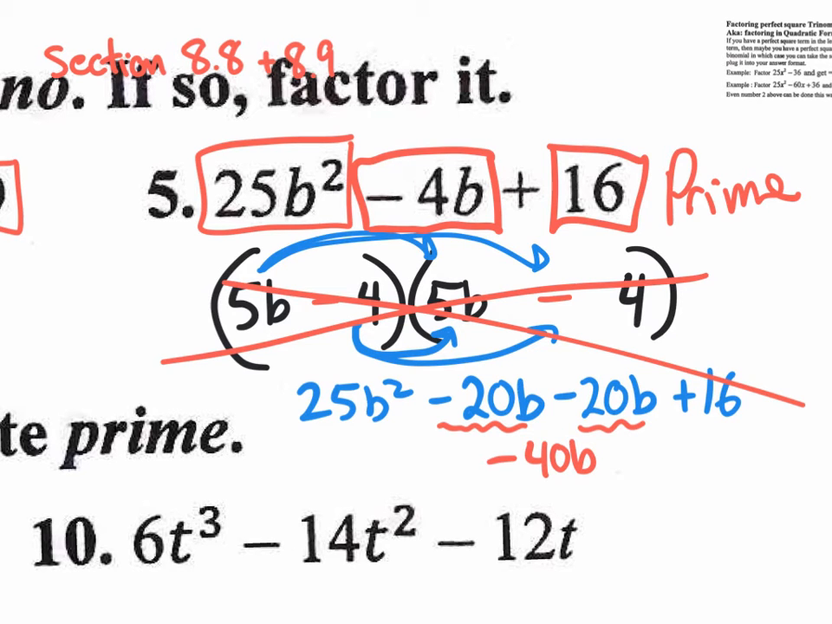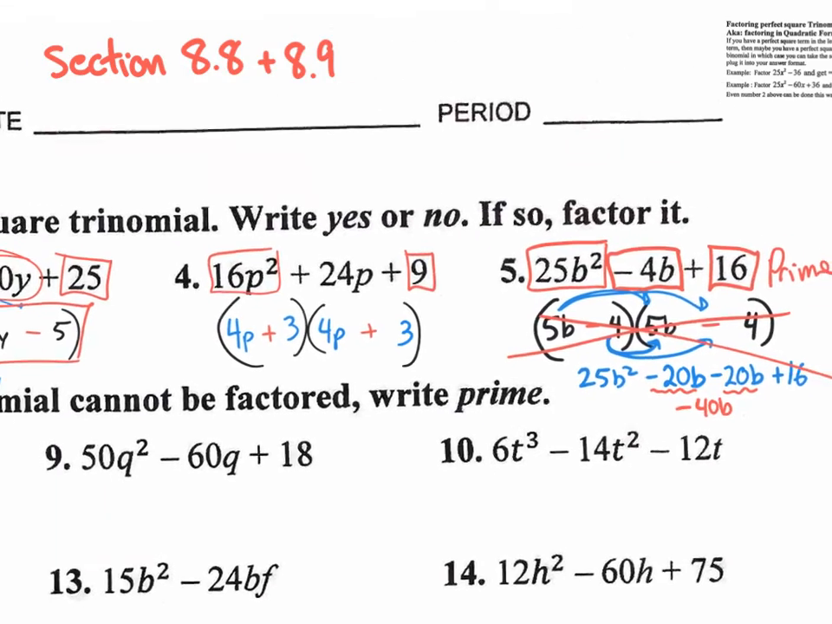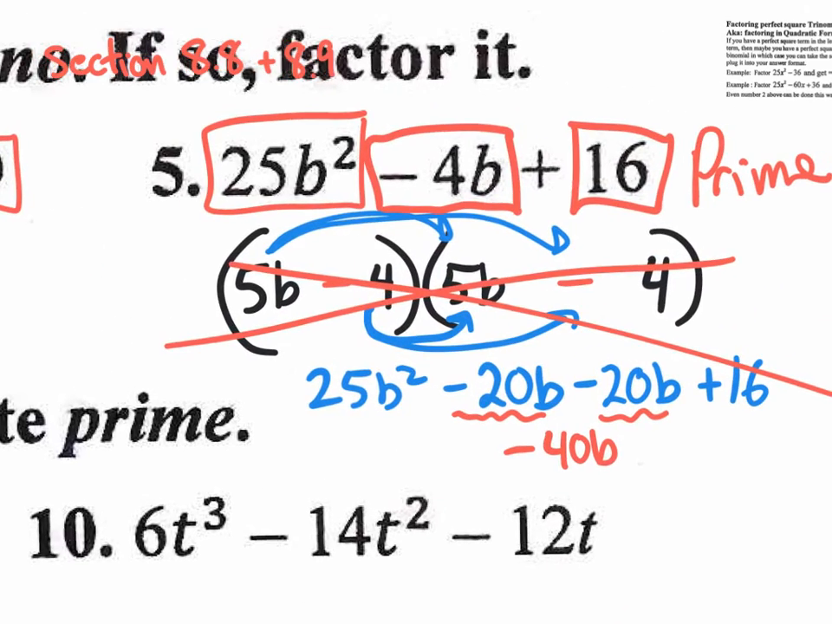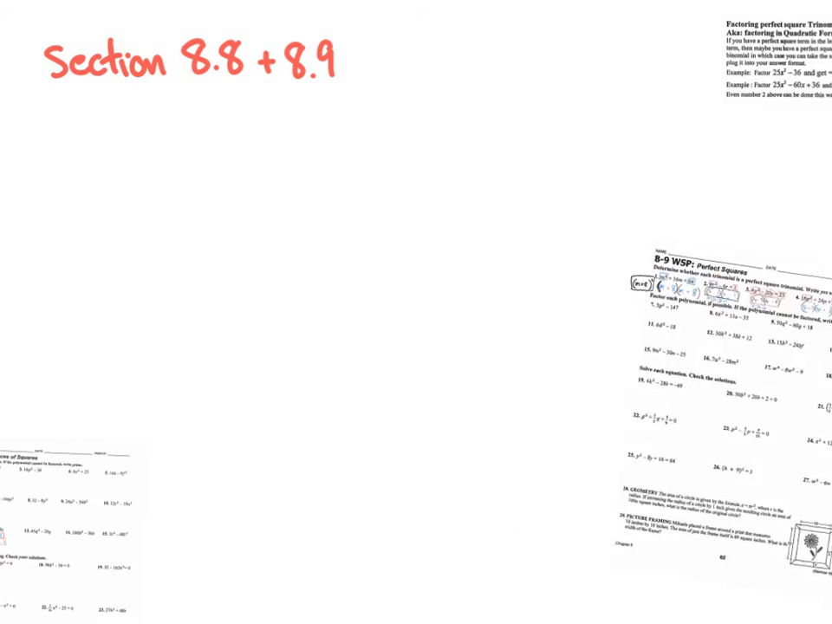Okay, so in the back it says no, as in it's not a perfect square trinomial. We already knew it's not a perfect square trinomial because that middle value would have to be -40 in order for it to be a perfect square trinomial. Okay, so that's what section 8.8, 8.9 is all about.